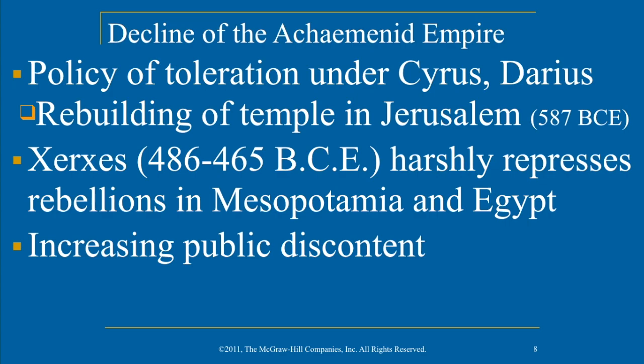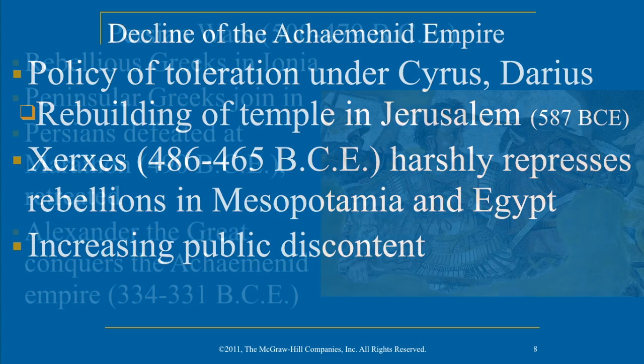So under Darius, the rebuilding of the temple in Jerusalem in 587 BCE starts, and then under his son Xerxes, who rules from 486 to 467 BCE, he harshly represses rebellions in Mesopotamia and Egypt. Xerxes wasn't necessarily a zealot for his way of administration, but he was concerned about rebellions, and his brutal treatment of rebellions made many people find him distasteful because of the oppressive methods that he used to put down rebellions, and this led to increasing public discontent.